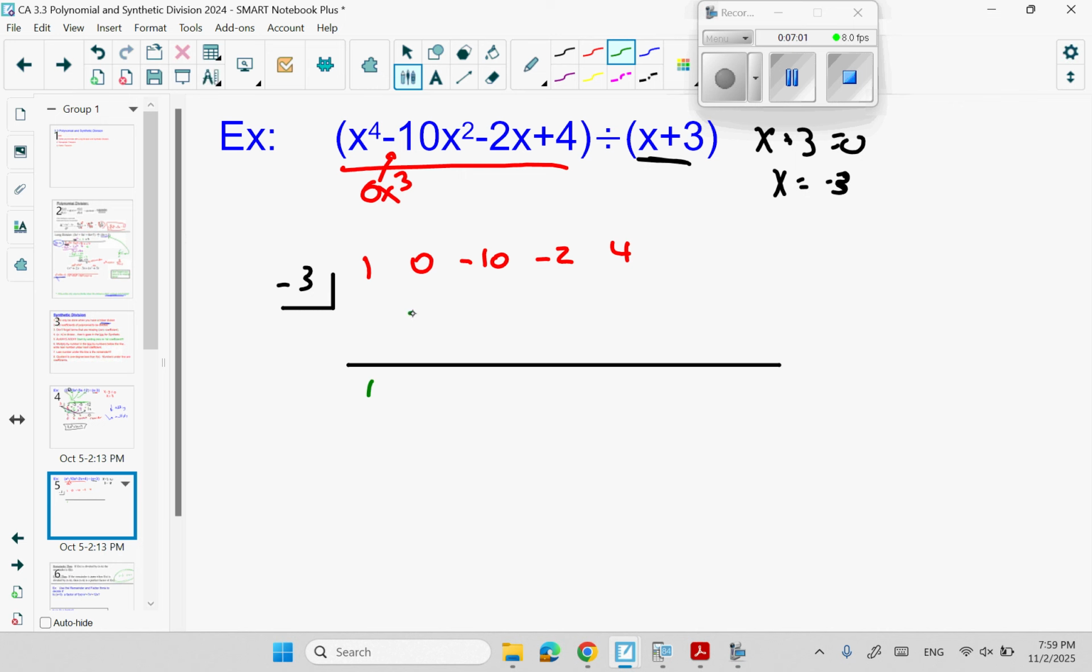Negative 3 times 1 is negative 3. 0 plus negative 3 is negative 3. Negative 3 times negative 3 is positive 9. Negative 10 plus 9 is negative 1. Negative 3 times negative 1 is 3. Negative 2 plus 3 is 1. Negative 3 times 1 is negative 3. 4 minus 3 is 1.